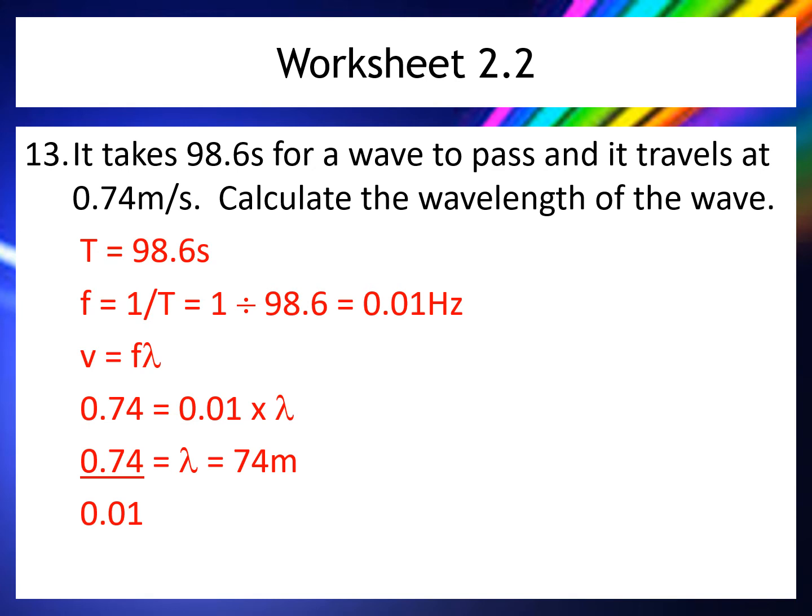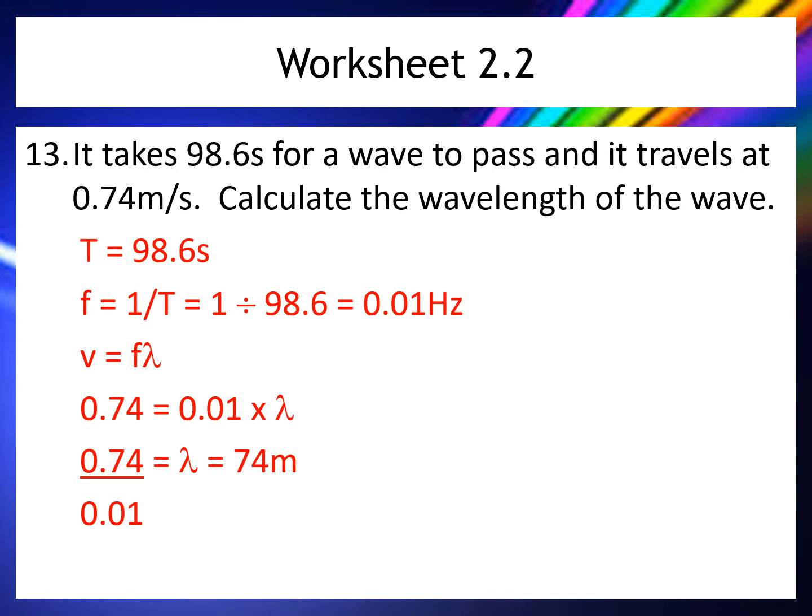The next stage in making the questions more difficult is to ask for a layered question but not to direct you to do it. That means you've got to work out what stages you need to take. So we're told here that it takes 98.6 seconds for the wave to pass and that it travels at 0.74 meters per second, and we've got to find the wavelength.